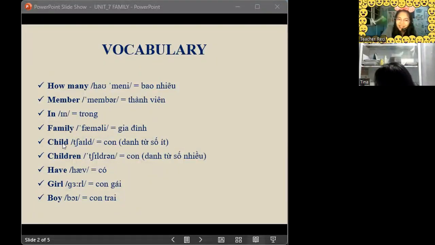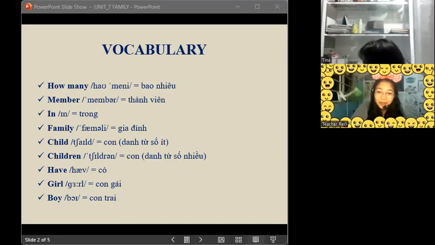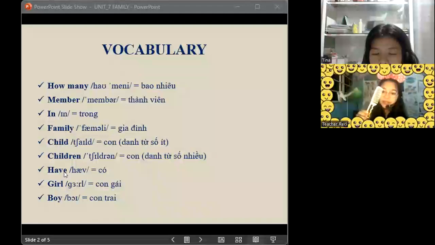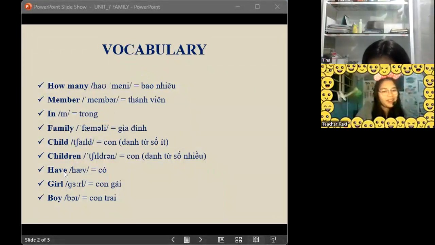Can you please read? That is child. Oh, what happened? Is there something wrong? Okay, so going back to this one, when we say child, we talk about only one. But if we talk about many, many child, we call this as children. And have, we use it in a sentence. Like for example, I have comb. Okay, so can you please use have in a sentence? I have a computer. Wow, very good.